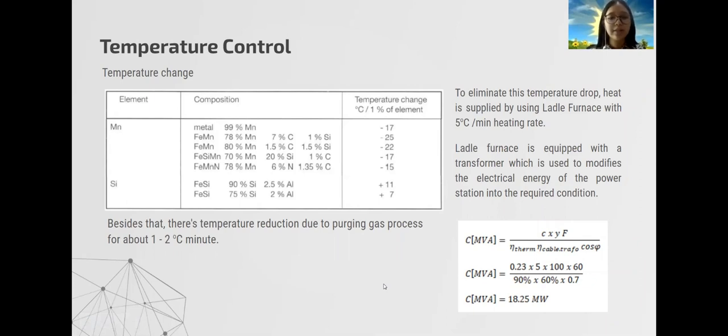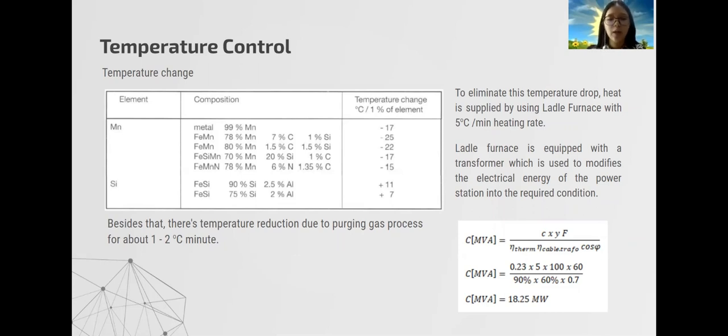Temperature. Temperature will change if we add some alloying element into it. The addition of high carbon ferromanganese gives a temperature reduction effect of about 25 degrees Celsius, while the addition of ferrosilicon will increase the temperature of the molten metal because the reaction is exothermic enough. Besides that, there's a temperature reduction due to the purging gas process of about 1 until 2 degrees Celsius per minute. To eliminate the temperature drops, heat is supplied by using the ladle furnace with a 5 degrees Celsius per minute heating rate.